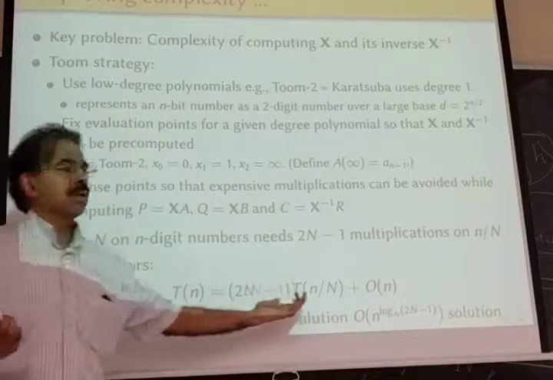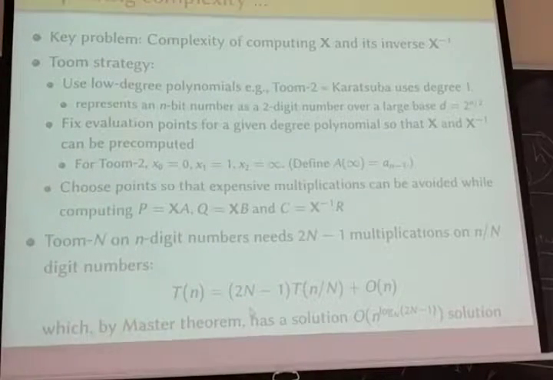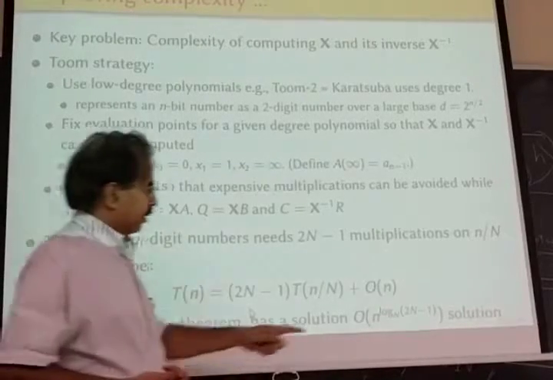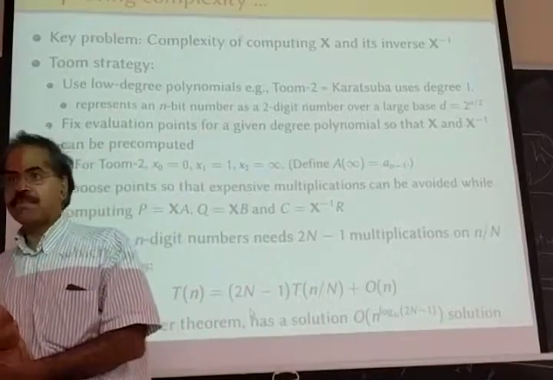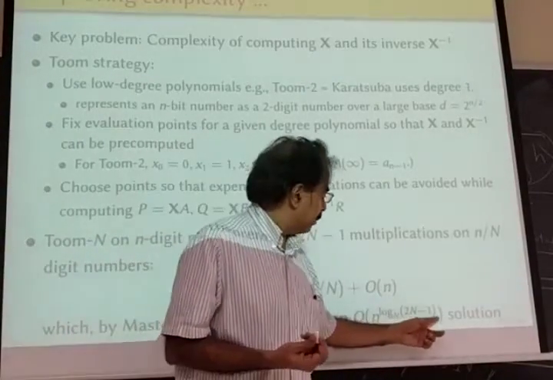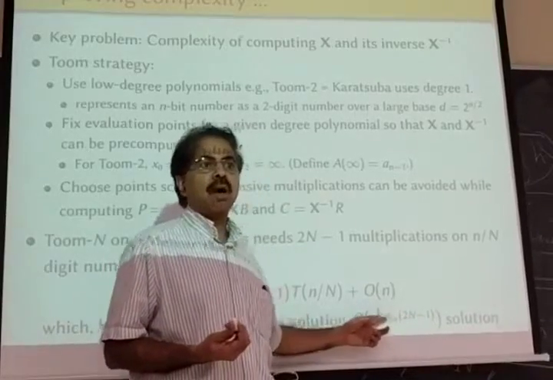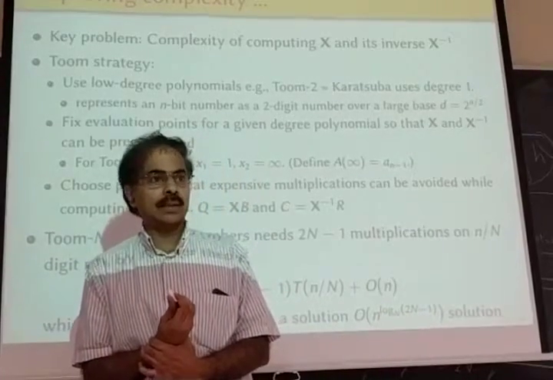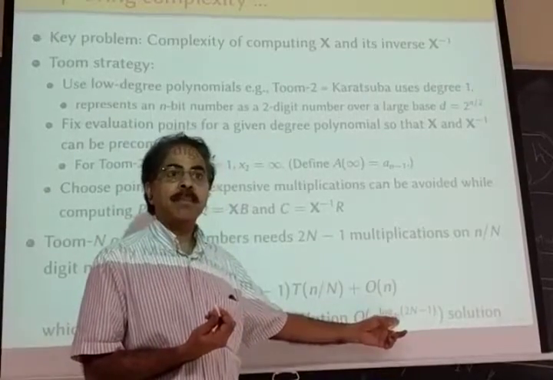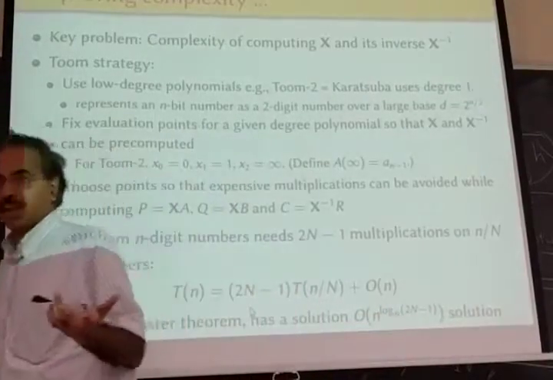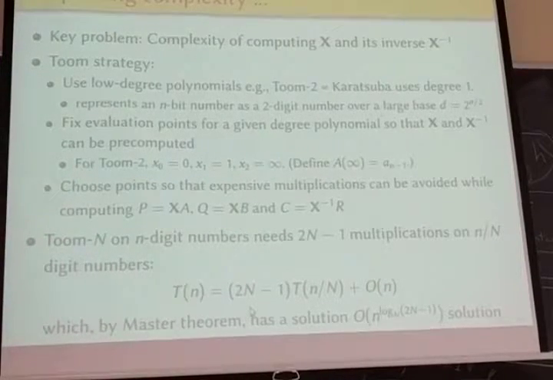And this is a nice recurrence that fits the master theorem. So we ask the master theorem what is the answer, and the answer is n to the power log base N of 2N minus 1, okay? So now notice that this exponent can be as small as you want. It is going to be greater than 1, but it can be arbitrarily close to 1 if you keep increasing the value of capital N.